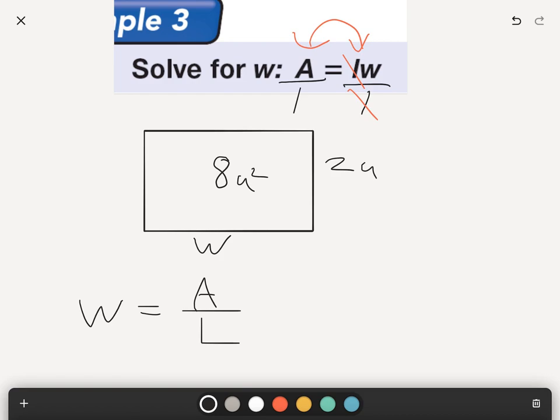Anyway, say in our little scenario here, then you could go, oh, okay, so the area divided by 2. Oh, so that's 4 units. Oh, so handy. Okay.